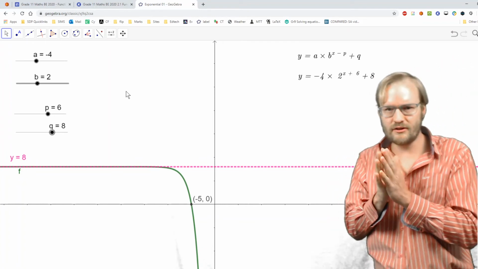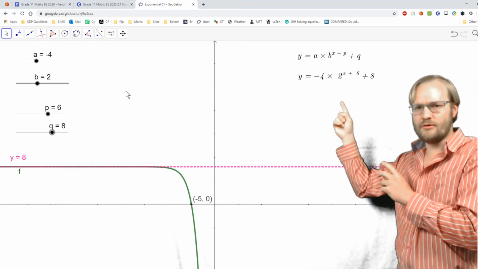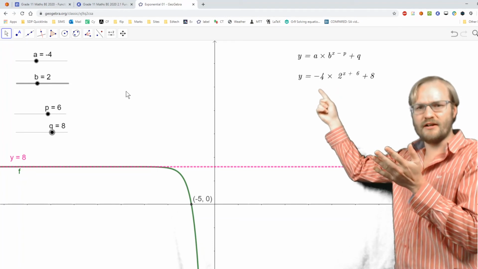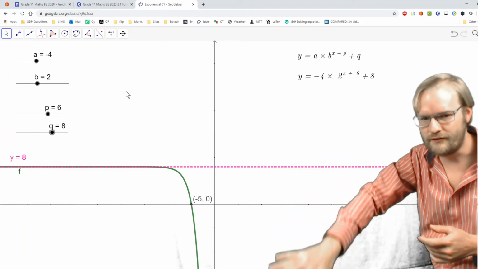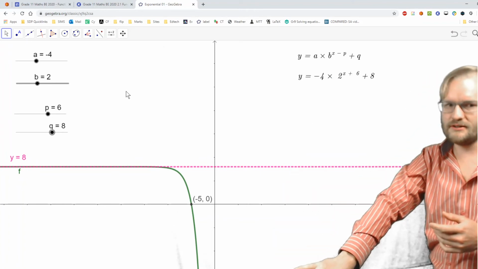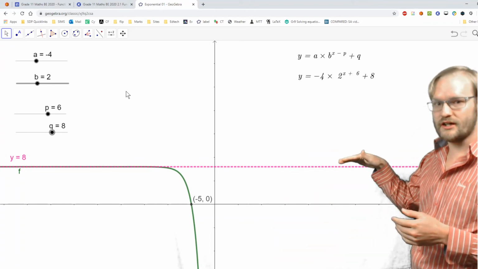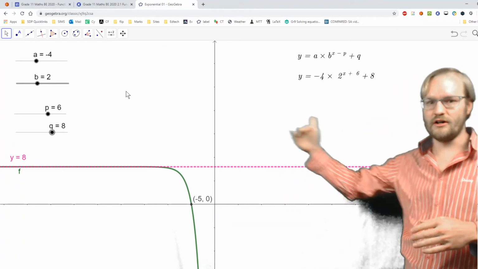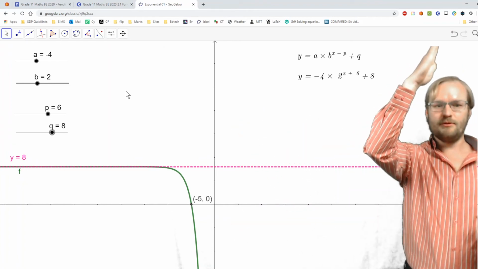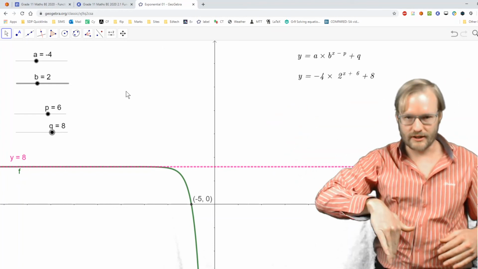Let's just run through the steps. Okay, well, we've got a negative a value. If we've got a negative a value, we already know that it's reflected about the x-axis. And there we can see that shape now is going down instead of going up all the way. As it's coming along, it's going down.